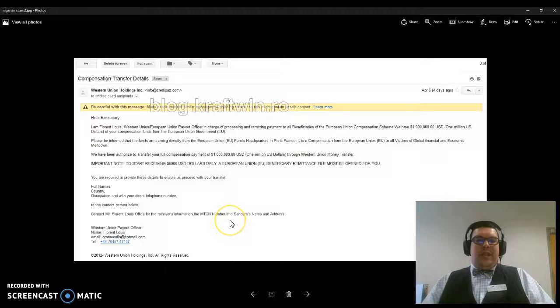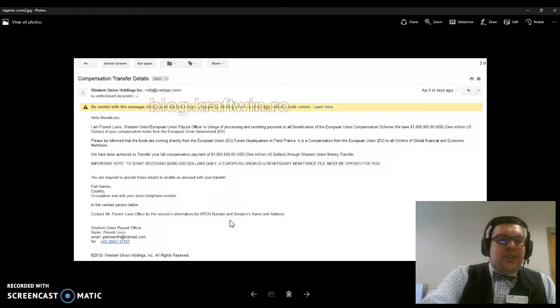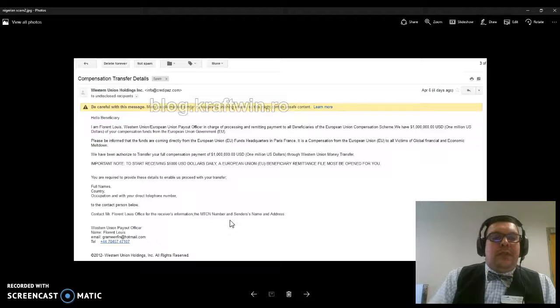This first one is the Nigerian scam email, a fairly common email to get. As we look at this email and evaluate it, we as security explorers can easily see that there are problems with this email. Starting at the first line, Florent Luis at Western Union payout officer. We see who is talking to us. We see what company he's with.